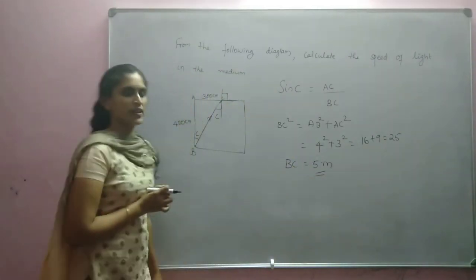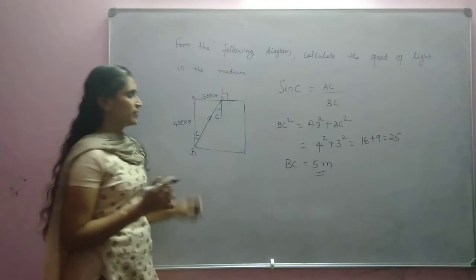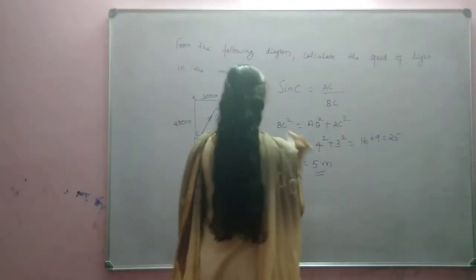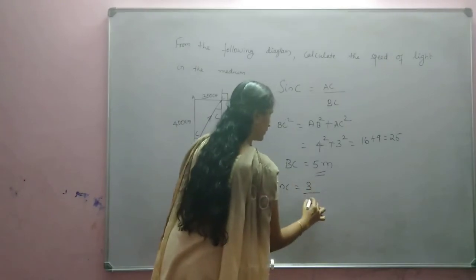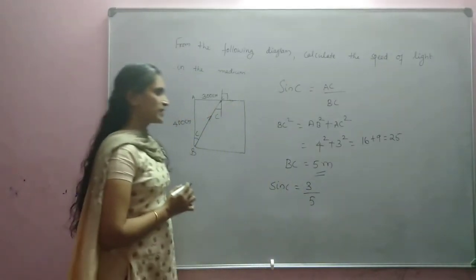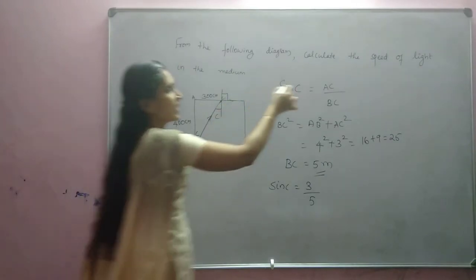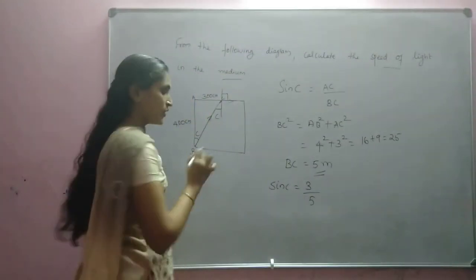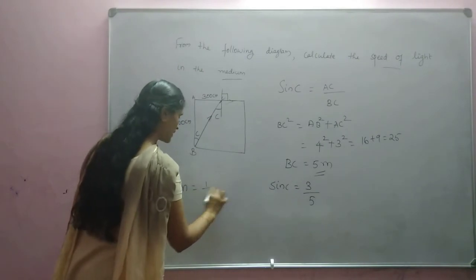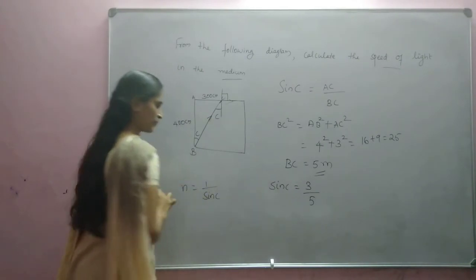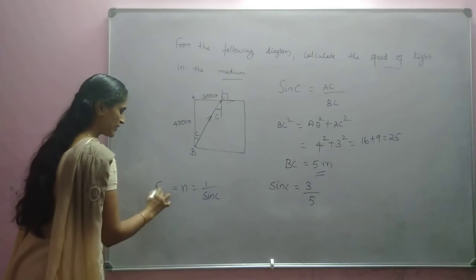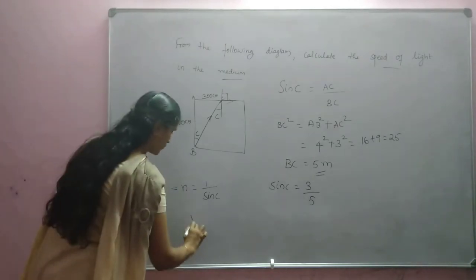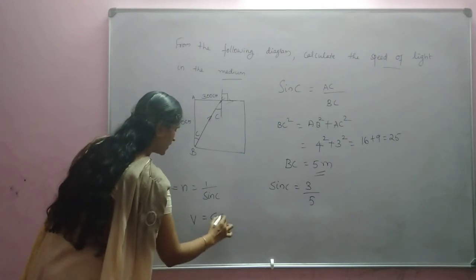We got BC. Once we got BC, we can find that sin C is equal to AC. What is AC? AC is equal to 3 meter divided by 5. So sin C is equal to 3 by 5. But what do we have to find? We have to find the speed of light in the medium. Okay. And we know that refractive index is equal to 1 by sin C, and refractive index can be written as C by V. What we have to find? V. So V is equal to C into sin C.